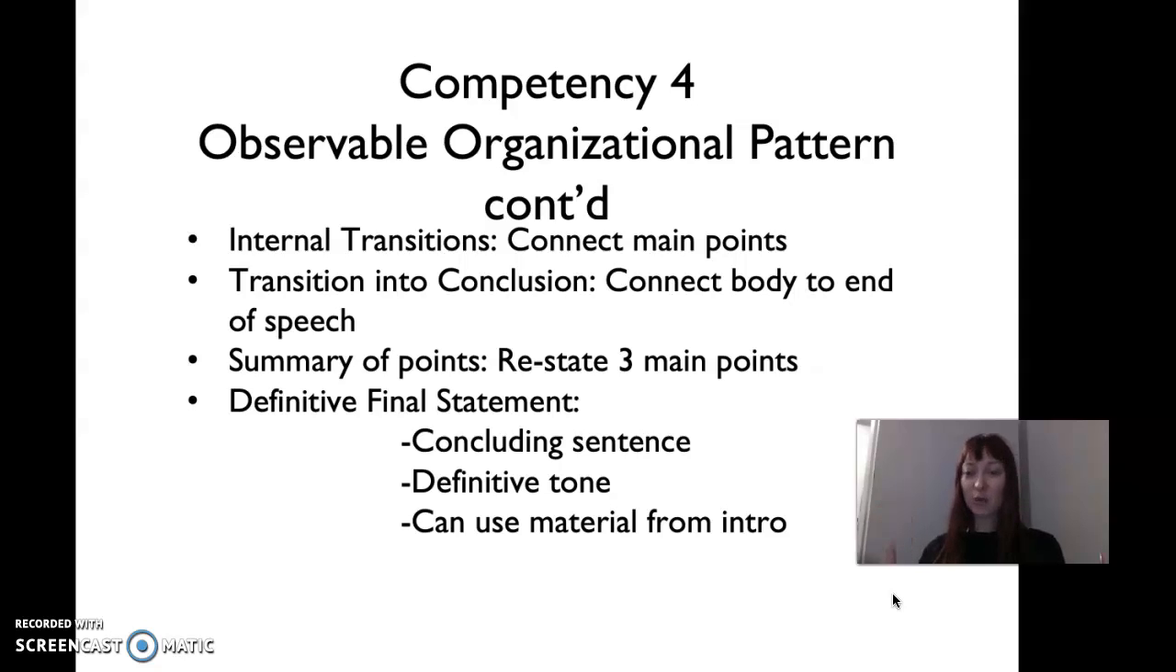And you can borrow from your introduction section. Whatever you did in your attention gainer, did you ask a question? You could answer it in the concluding final statement. If you told a quick little story, then you could refer to that story. If you told a statistic, you could refer back to the statistic, okay? So a definitive final statement, and just make it nice and cyclical.